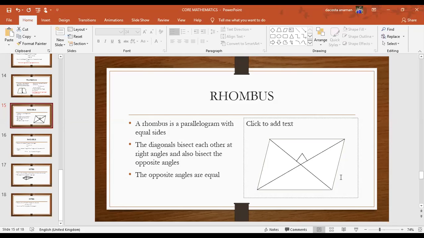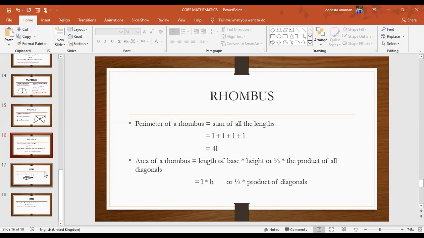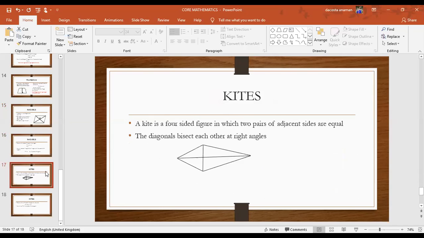Good, that's nice. Okay, so that is the rhombus for you. The last one that we will talk about today is kites. I managed to draw a kite for you. It's not up to standard, but I hope you will take it like that.